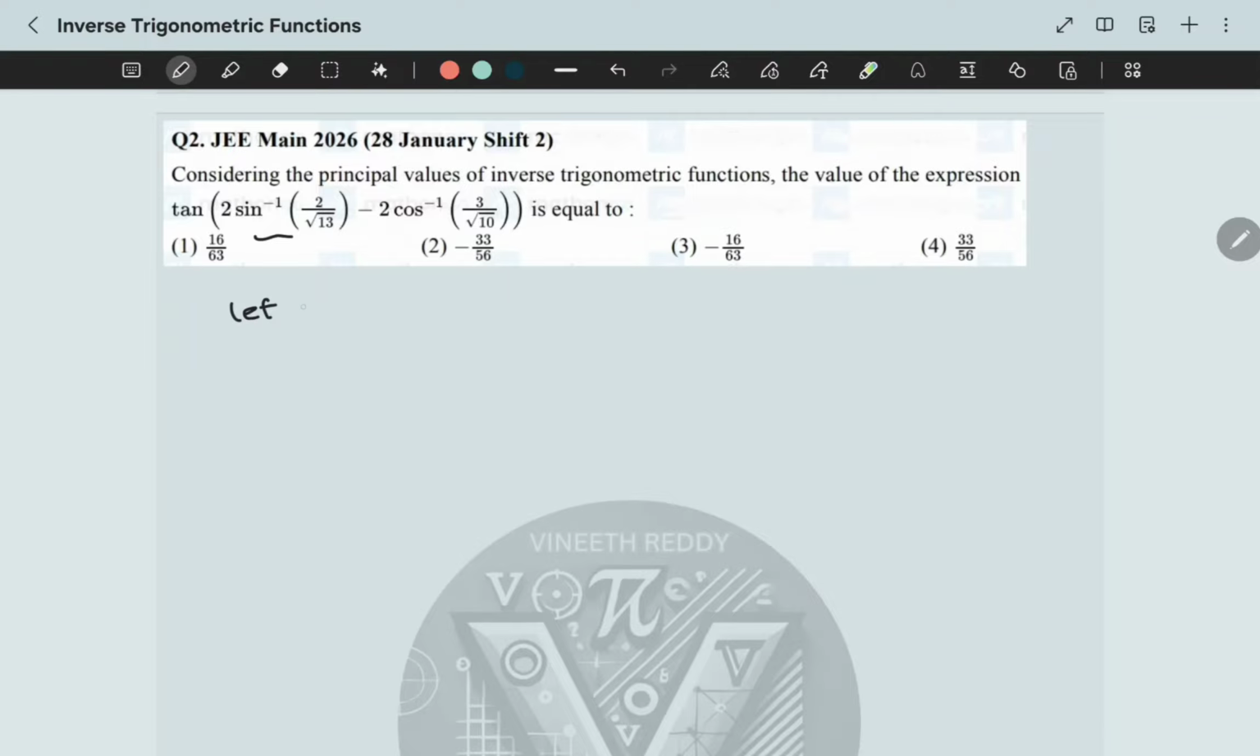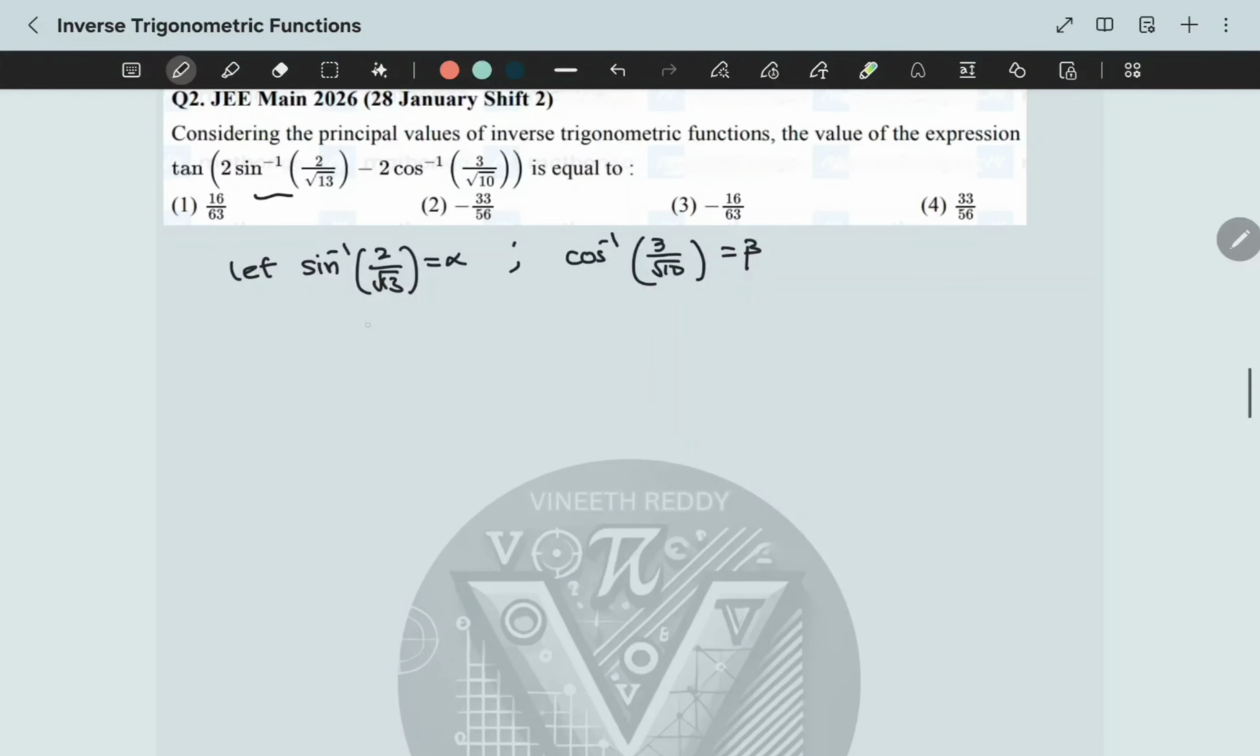Okay. So let us simply, now this is a straightforward question. We should definitely solve these type of questions correctly in the examinations. So let this be equal to alpha. That means sine alpha is nothing but 2 by root 13.